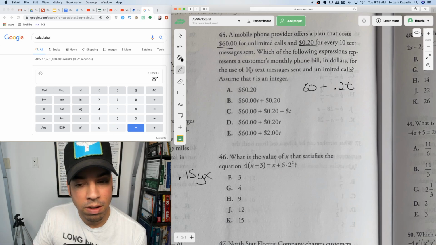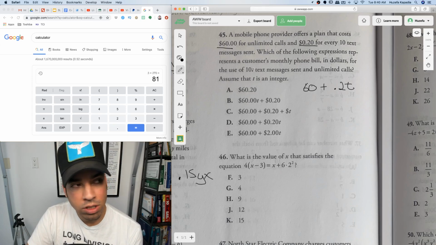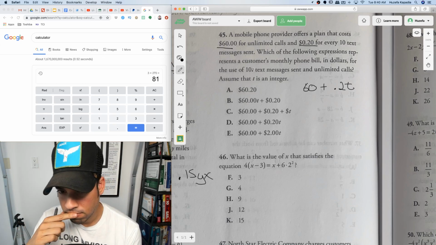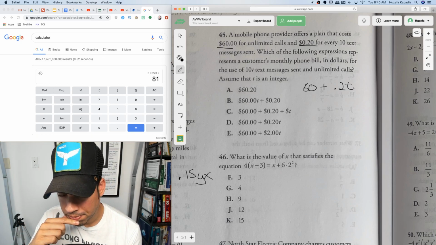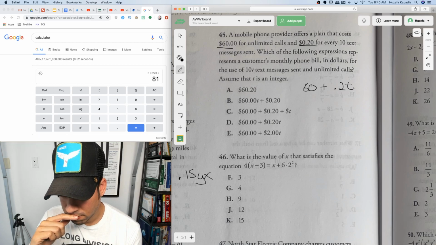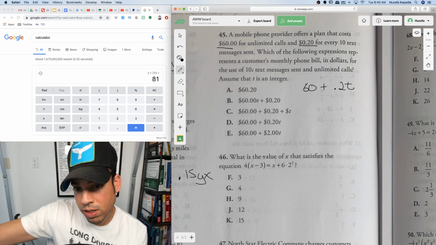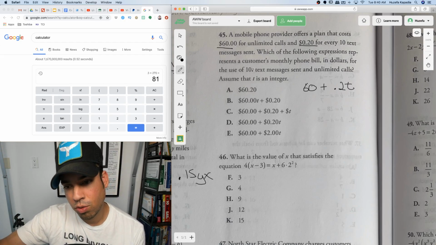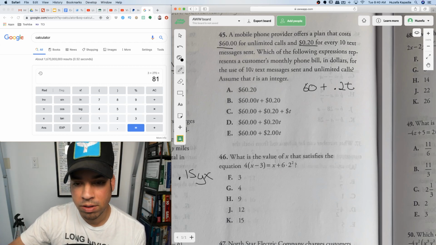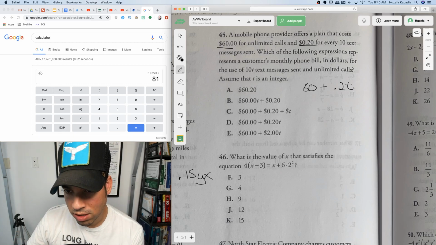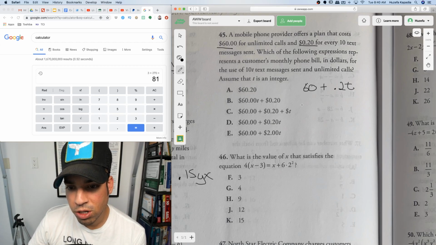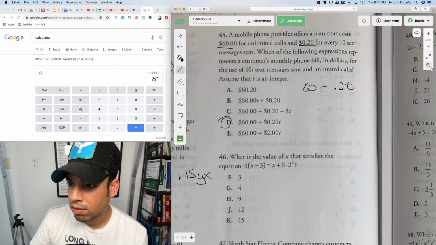And if he sends 10T text messages, that's like if T equals 1. Let me make sure I'm understanding that right. Yeah, so if T equals 1, he sent 10 texts, so that'd be 20 cents. T equals 2, we've sent 20 texts, which is 40 cents, double that. That works with my setup here, right? 2 times that would be 40. So this is the expression: 60 plus 0.2T. That's it.